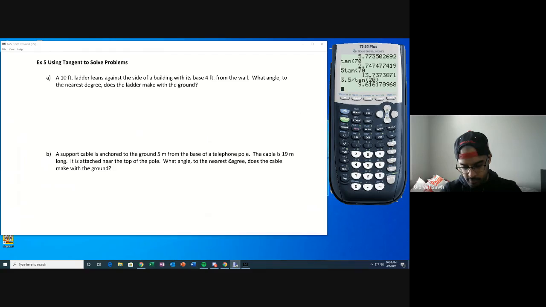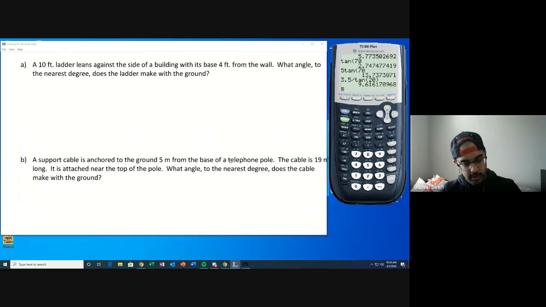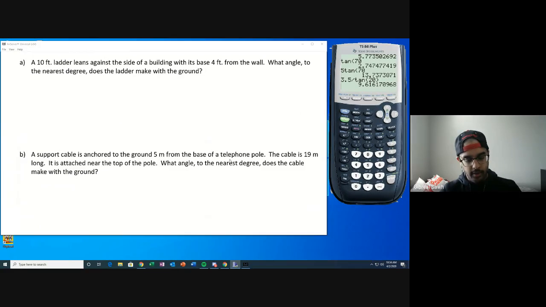So let's take a look at the first one. A 10-foot ladder leans against the side of a building with its base 4 feet from the wall. What angle, to the nearest degree, does the ladder make with the ground? It's very, very helpful to have a picture. So there's our building. Here's the ground. I do need a ladder somewhere, so let's have a blue ladder.